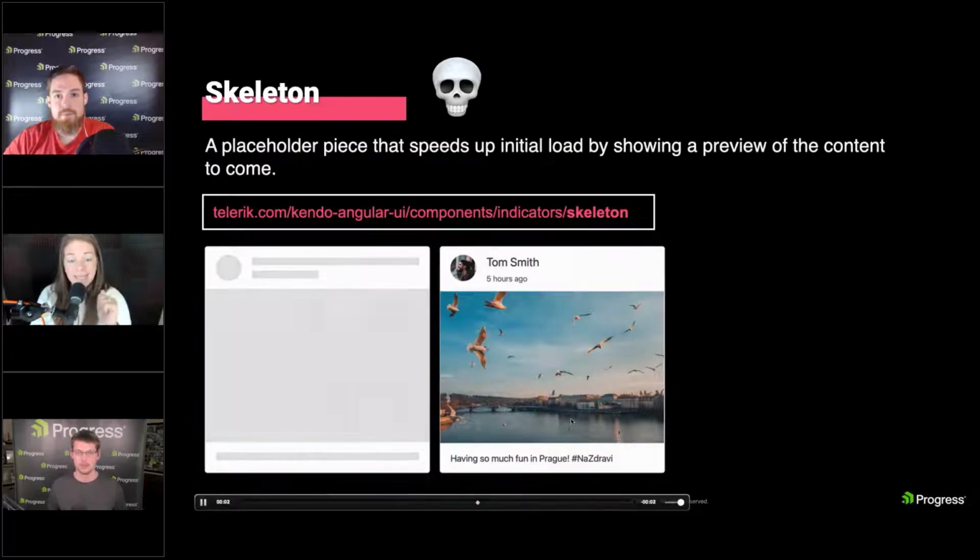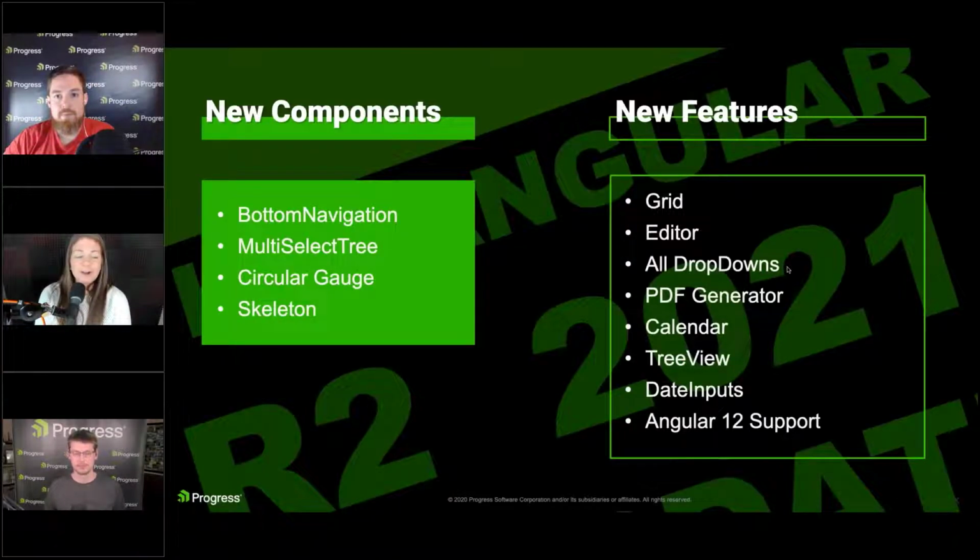Skeleton is underneath indicators. So that's how you can find it. Yes. So those were our 4 new components: bottom nav, MultiSelectTree, CircularGauge, and skeleton. And now we're going to move on over to the new features list.